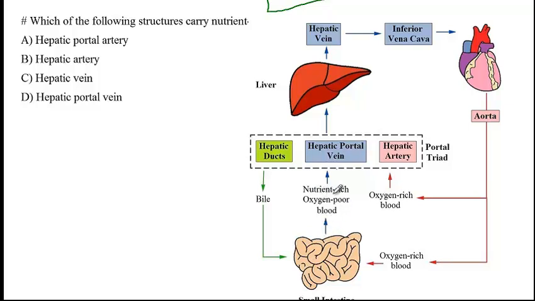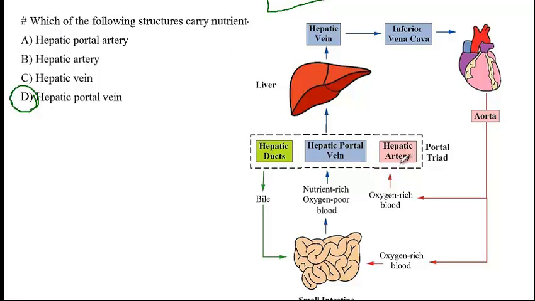So this blood is now nutrient rich but oxygen poor, and it's with the help of the hepatic portal vein that this blood enters the liver. So the answer here is, which of the following is nutrient rich, oxygen poor? And the answer is hepatic portal vein.